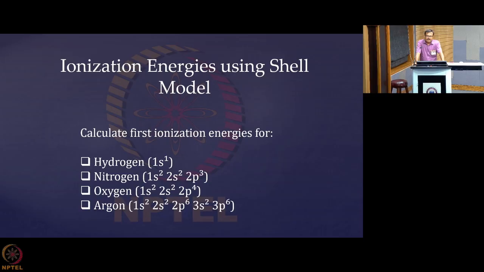Now, apart from that, we don't really know whether we can use the same thing for the ionization energy of other atoms. So we will try to find that. Using the shell model, we will try to calculate the first ionization energy for the hydrogen atom, nitrogen atom, oxygen and argon atom. Let us see how it goes.